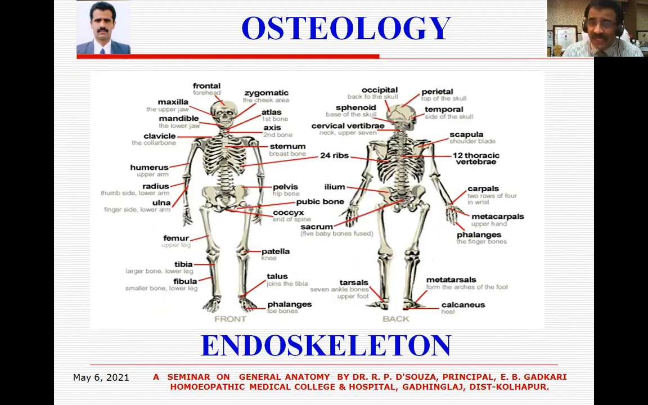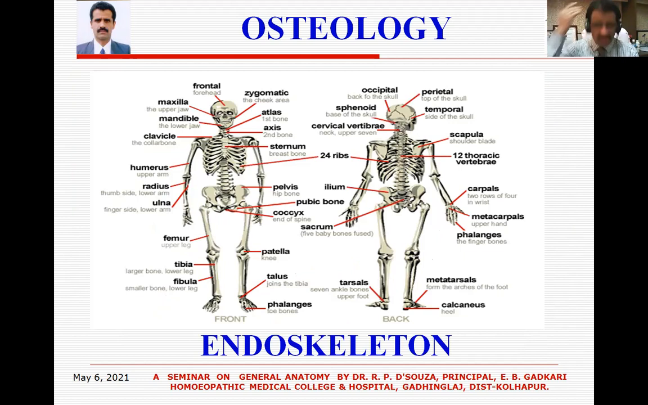And endoskeleton: bones and cartilage which are present inside the body. In human beings, we have got an endoskeleton. Though we see the nail and hair, they are not bones. Those are the derivatives of skin. And the teeth are bones, but they are inside the body.